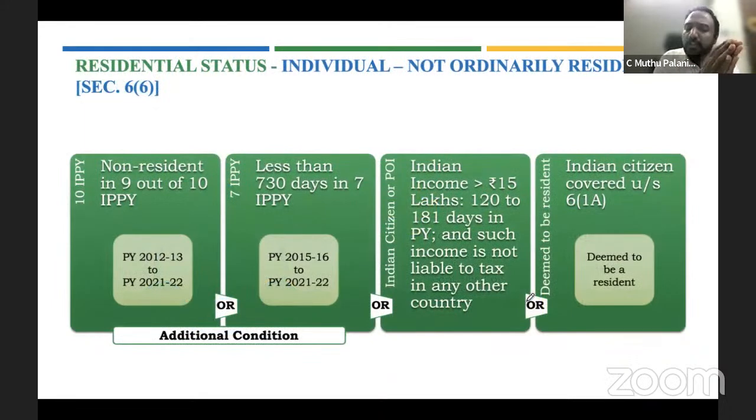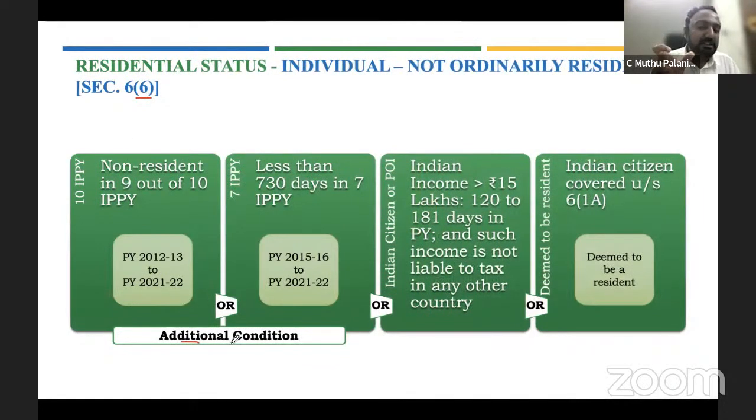Now once you know whether a person is a resident or non-resident, you have to come to section 6, subsection 6 to understand whether you are an ordinarily resident or not ordinarily resident. How do you determine? There are two additional conditions.